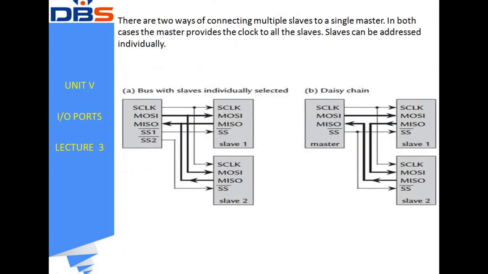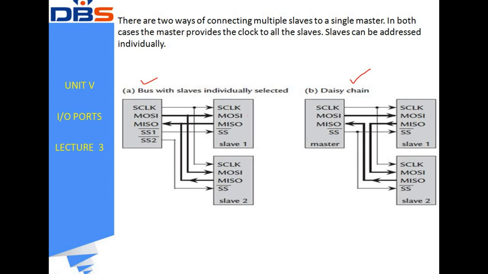And coming to the different ways, there are two ways of connecting multiple slaves to a single master. For example, I have already told you that the master will be one and the slaves will be many, and in that concept there are two ways of connecting multiple slaves to a single master. In both cases, the master provides the clock to all the slaves, and the slaves can be addressed individually. See here, we have considered two cases. First one is individual bus with slaves individually selected, and the second one is daisy chain.